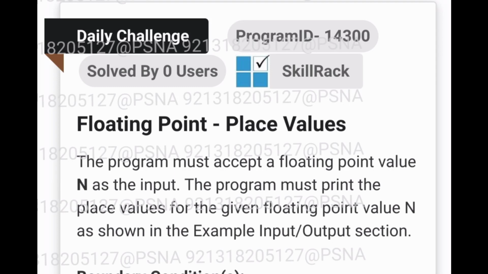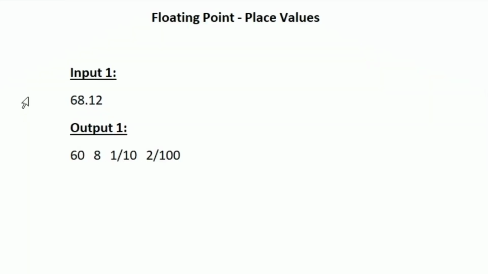This is the question asked in today's SkillRack daily challenge. We will be given a floating value as input, and we have to take every digit, multiply it with its place value, and print it in our output. In our sample input 1, the given floating value is 68.12. The first digit is 6, which is present in the 10's place, so we print 10 into 6, which is 60. So in our output, first we print 60.